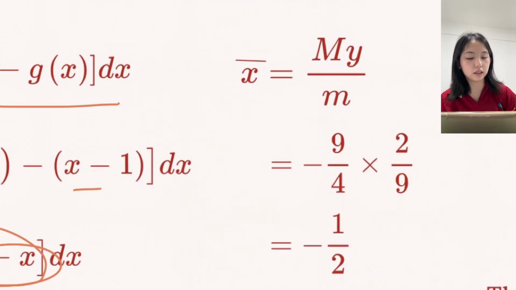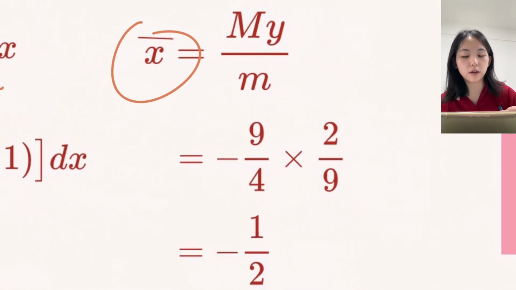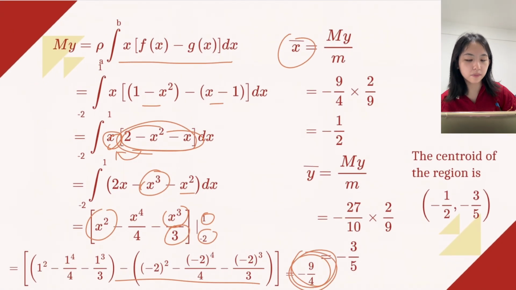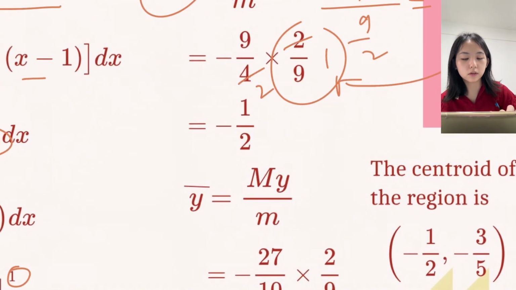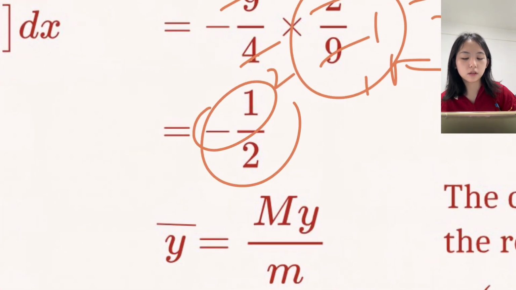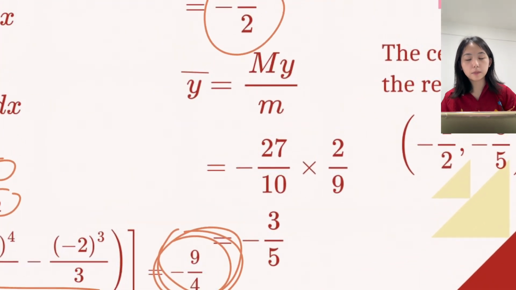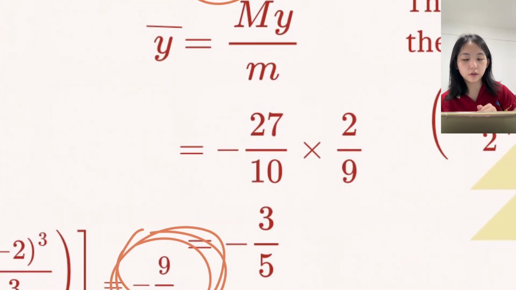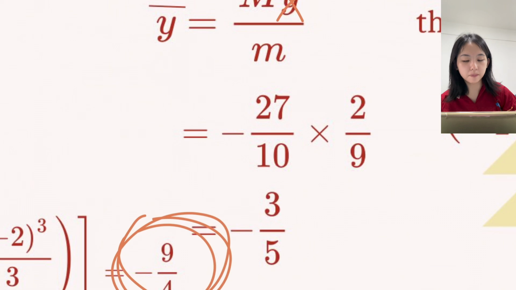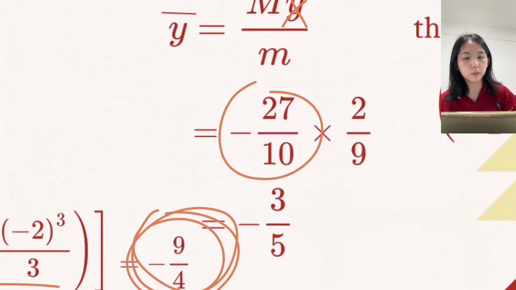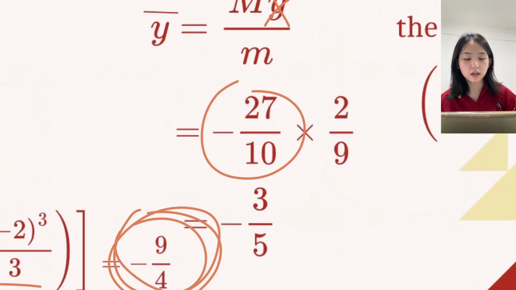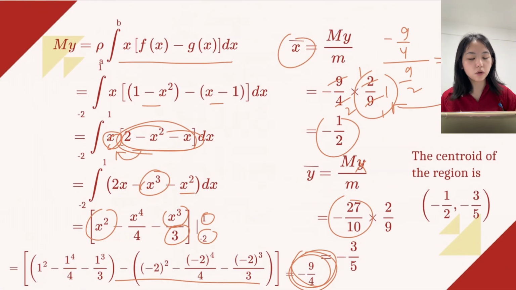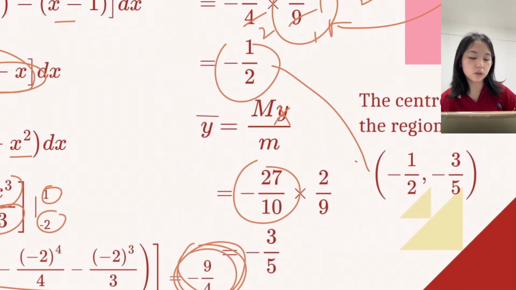Next, we can calculate x bar. The x bar is denoted as the moment of y over m, where the moment of y is minus 9 over 4 and m is 9 over 2. We can simplify and get minus 1 over 2. After that, we compute y bar, which is denoted as the moment of x over m, where the moment of x is minus 27 over 10 and the mass is 9 over 2. We can just take the reciprocal because it's times, and we get minus 3 over 5. So the centroid of the region is minus 1 over 2 and minus 3 over 5.